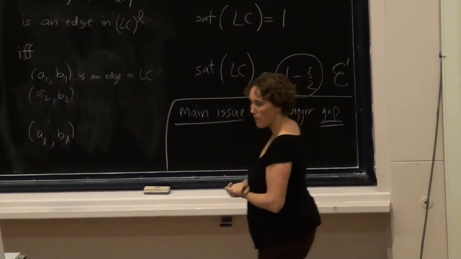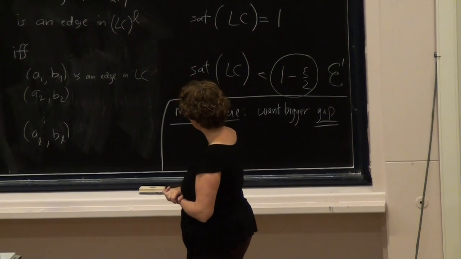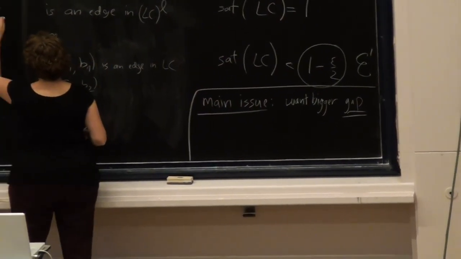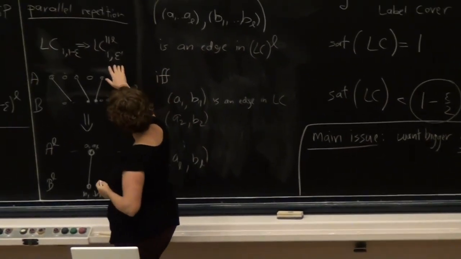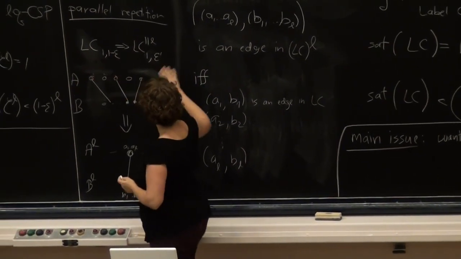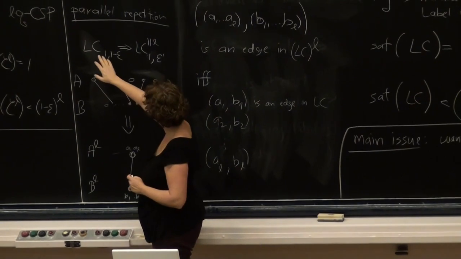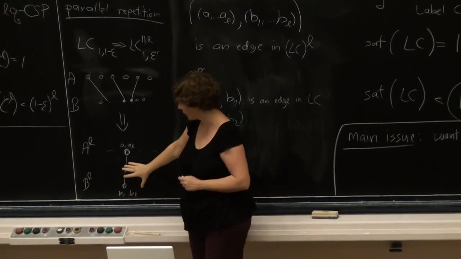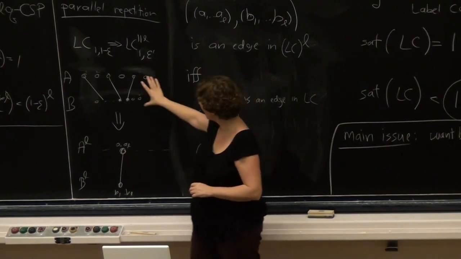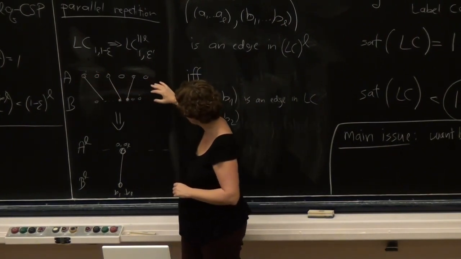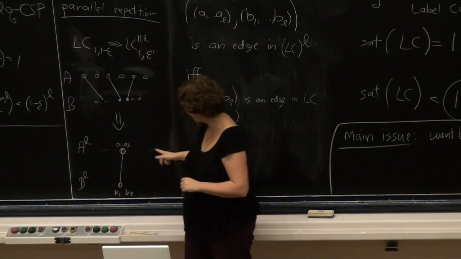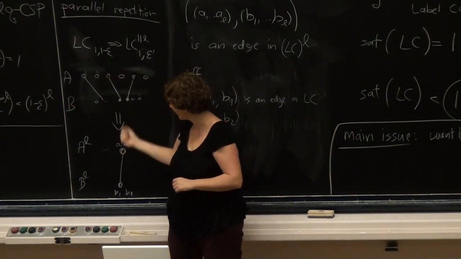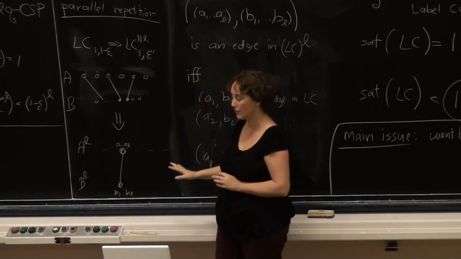But what's the statement? Now it's just a construction. The statement says that if the original label cover was perfectly satisfiable, then so is this. This is actually obvious. Think of the labeling that satisfies all the edges here. Then it's obvious what you should assign here: just the L tuples that correspond to that assignment, and everything will be satisfied.